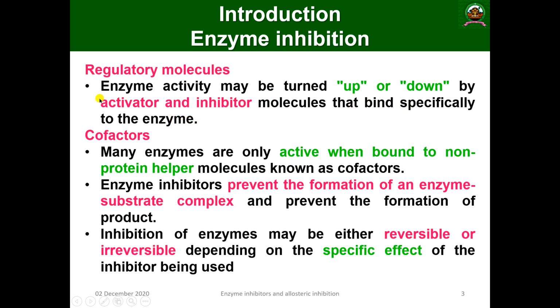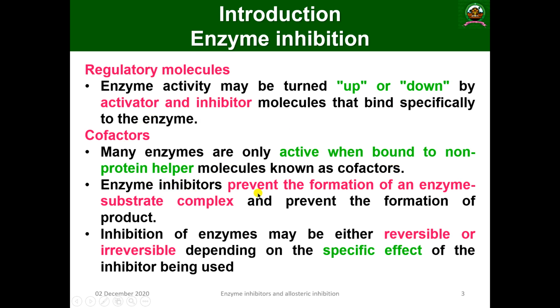Another important thing is known as a cofactor. Many enzymes are only active when they are bound to a non-protein helper molecule known as a cofactor. The complete enzyme, both the protein part and non-protein part, is known as the holoenzyme. The protein part of the enzyme is known as the apoenzyme, and the non-protein part is known as a cofactor or prosthetic group. So that is the important thing.